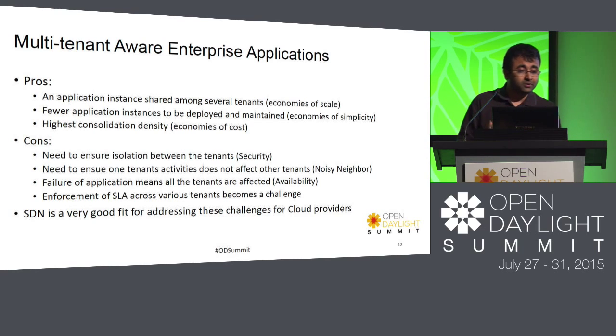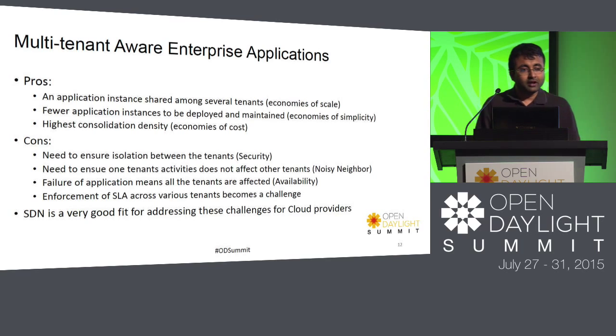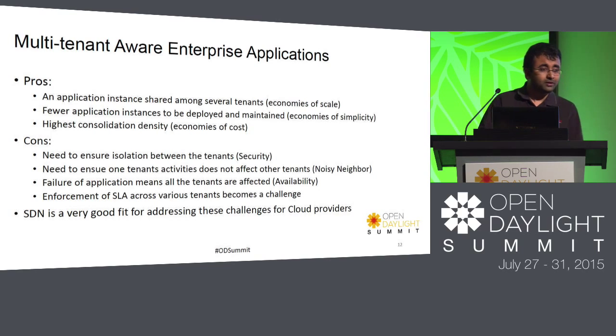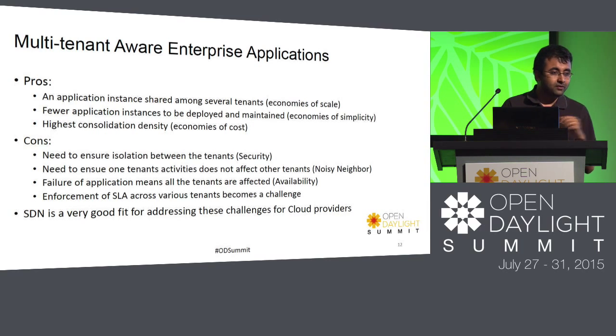And then enforcement of SLA across the tenants becomes a challenge. That's because now we have to use things like DPI to find out all the clients connecting to the tenant. So identifying tenant flows is no longer a L4 thing. It's something beyond L4, which is L5 to L7. So in that way, identifying the flows and enforcing SLA becomes a challenge. So SDN, along with OpenDaylight and the Solaris network virtualization features that we have, found a way to address these challenges for cloud providers.